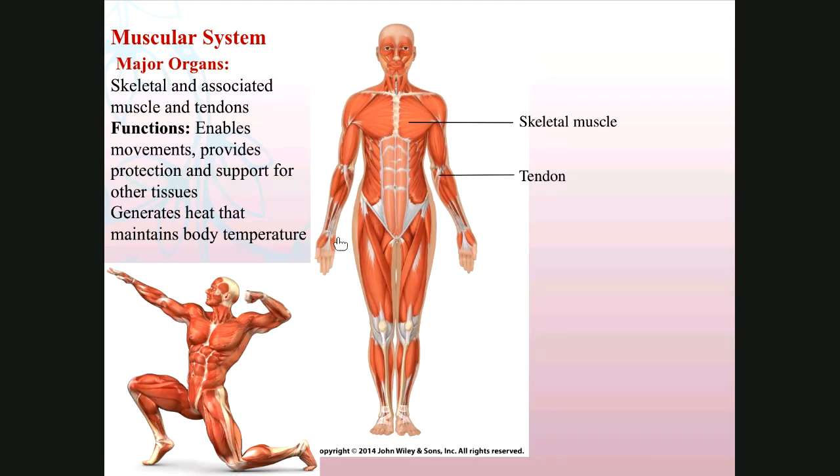The muscular system is associated with the muscles and tendons. The function of this is going to enable movements through contraction. It's going to enable us to move. It also aids in supporting other tissues and generates heat through shivering to maintain our body temperature.